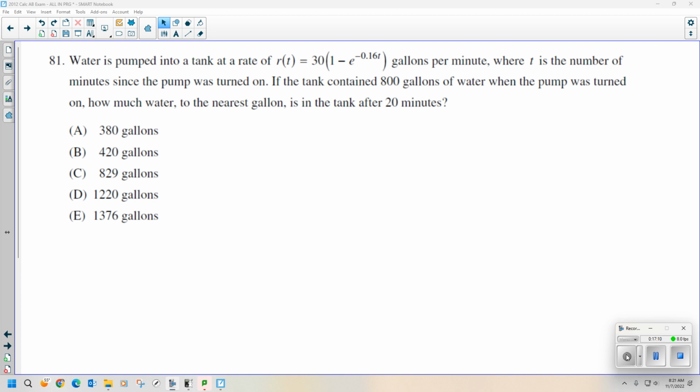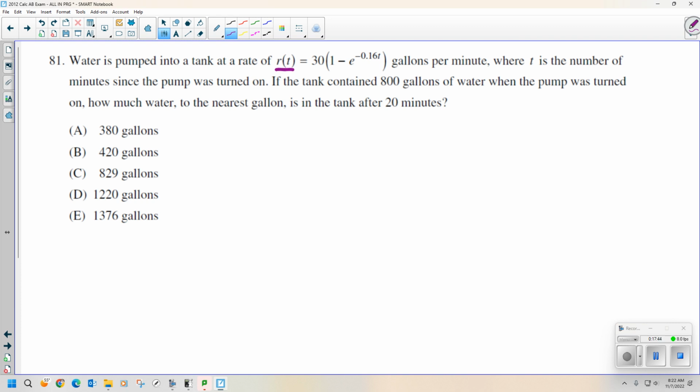Water is pumped into a tank at a rate of R of t, which is 30 times (1 minus e raised to the negative 0.16 t), and that, my friends, is in gallons per minute, where t is the number of minutes since the pump was turned on. If the tank contained 800 gallons of water when the pump was turned on, how much water to the nearest gallon is in the tank after 20 minutes? All right, here we go.